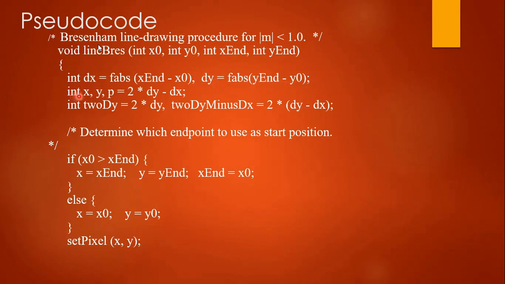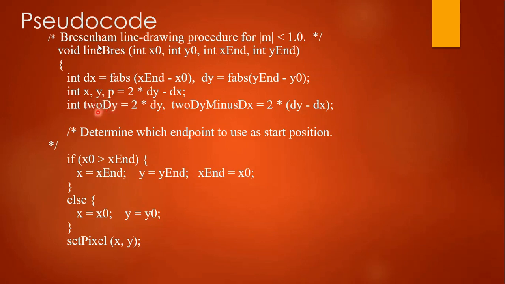Int x comma y, so these are the position values you are having, the x and y position variables. And p is the decision parameter, the initial decision parameter p0 we are going to calculate. We have a formula, p0 is equal to 2 delta y minus delta x. So that same thing you are going to write. And next we are going to declare int 2 delta y.